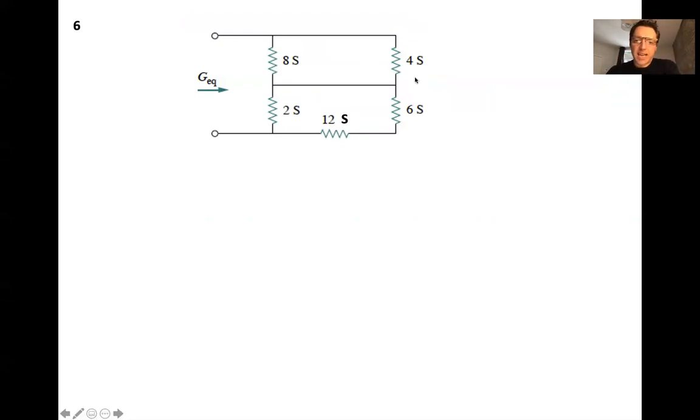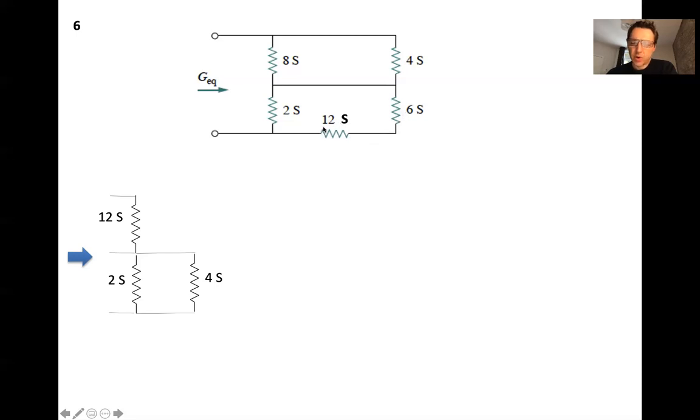So notice that the 8 and the 4 here are in fact parallel because they share the same top node and the bottom node. So they can be reduced to 12s. Okay, so the 12s is now in series with the combination of a 2 and a 4. So how do we get this 4? Notice that the 6 and the 12 are in series because any current that flows through the 6 has to also go through the 12.